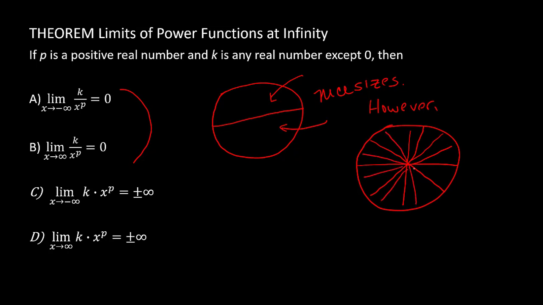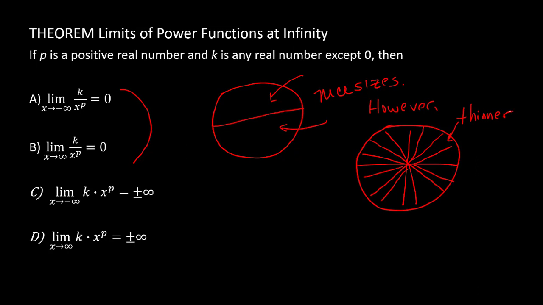Part C. The limit as x approaches negative infinity of k times x to the power of p can equal positive or negative infinity. And similarly, the limit as x approaches infinity of k times x to the power of p can equal positive or negative infinity. Both of these tell us that as you increase the power of x, the power function gets larger and larger. Pay close attention to the sign of the constant, which is the k value, and whether the exponent p is even or odd. Use both of those to determine whether your function is approaching positive or negative infinity.